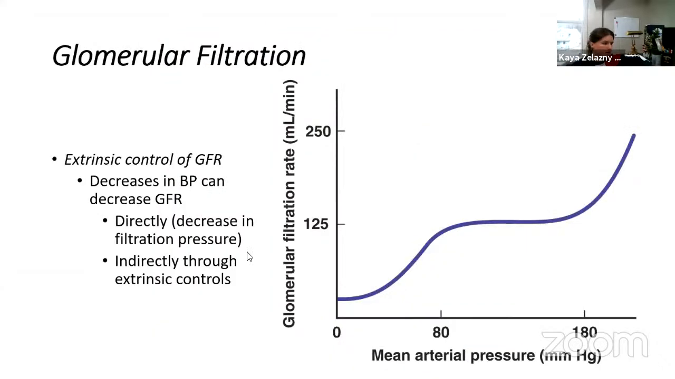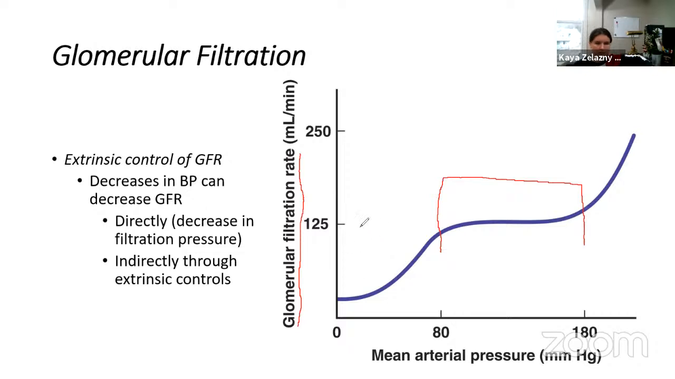All right, so those three forms, the two we just ran through, plus the mesangial cells, which basically turn off some of the glomerular capillaries, were forms of intrinsic control. So the intrinsic control is happening here in the range of 80 to maybe about 180. This is where we have the intrinsic control, creating this plateau in our glomerular filtration rate. So this plateau in GFR, right? That's where we'd have intrinsic.